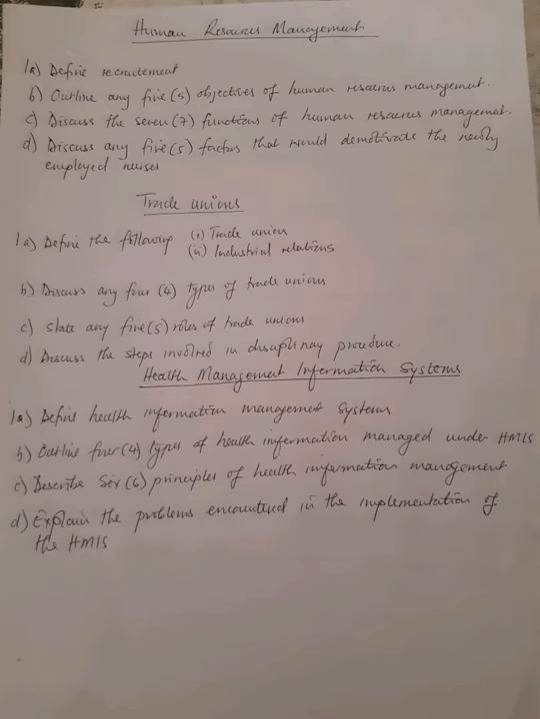Number five, policy formulation. Number six, employee and labor relations. And number seven, risk management. So these are the seven functions of human resource management.